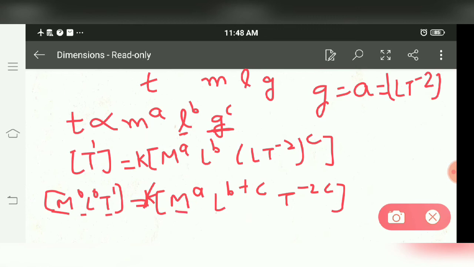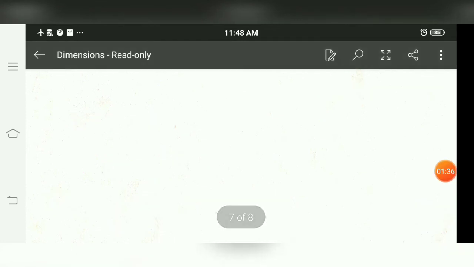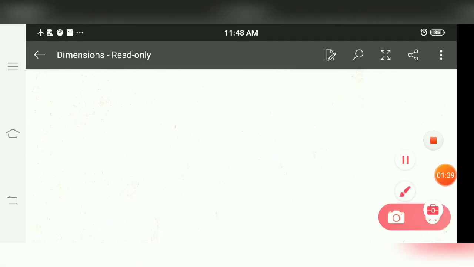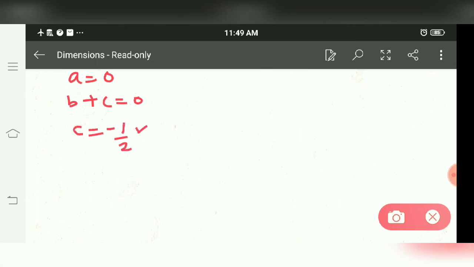Here the power of M is a, here the power of M is 0. So a is equal to 0. L raised to power 0, L raised to power b plus c. So b plus c is equal to 0. T raised to power 1, T raised to power minus 2c. So here we get a equals 0, b plus c equals 0, c equals minus 1 by 2. Substituting the value of c here, we get b equals 1 by 2.